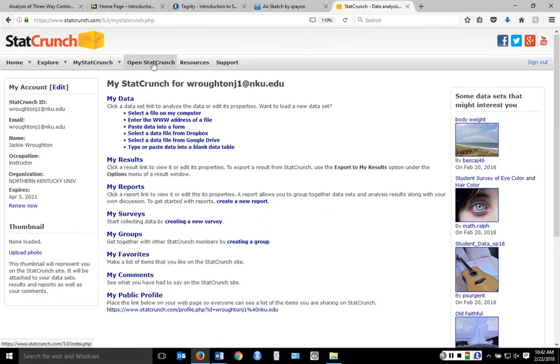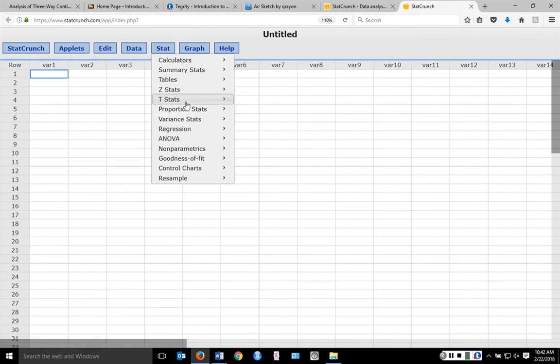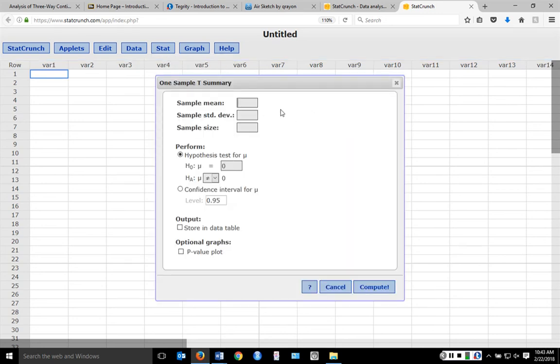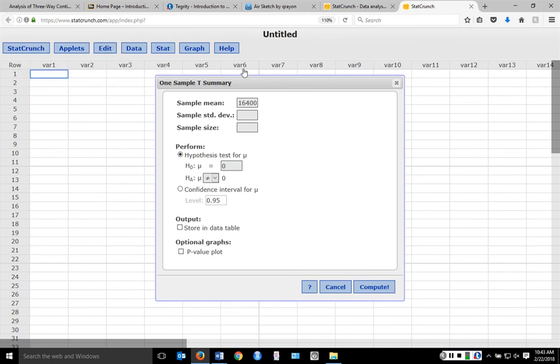I open my StatCrunch, and then we're going to go to Stat, T statistics, One Sample, and then if you have the data, which would mean you actually had all 150 house prices, or we can just go to our summary information. So my sample mean, my y-bar, was $216,400. My standard deviation was $31,700, and my sample size was 150.